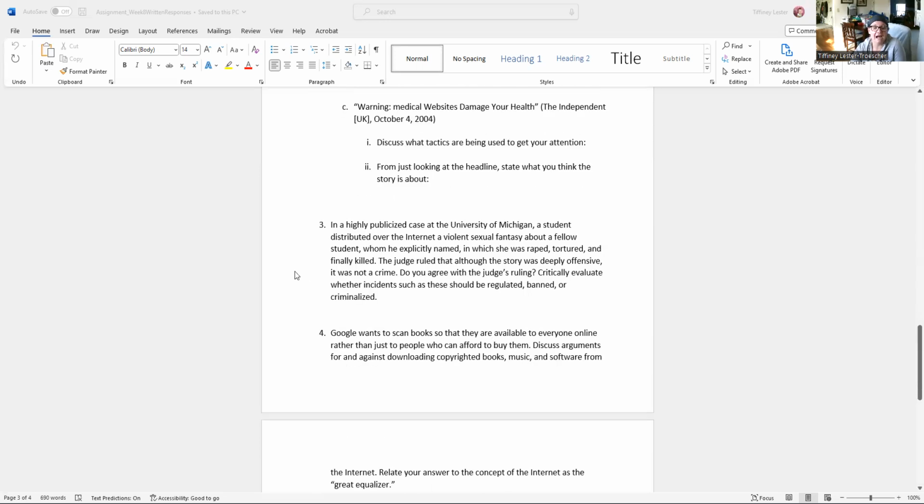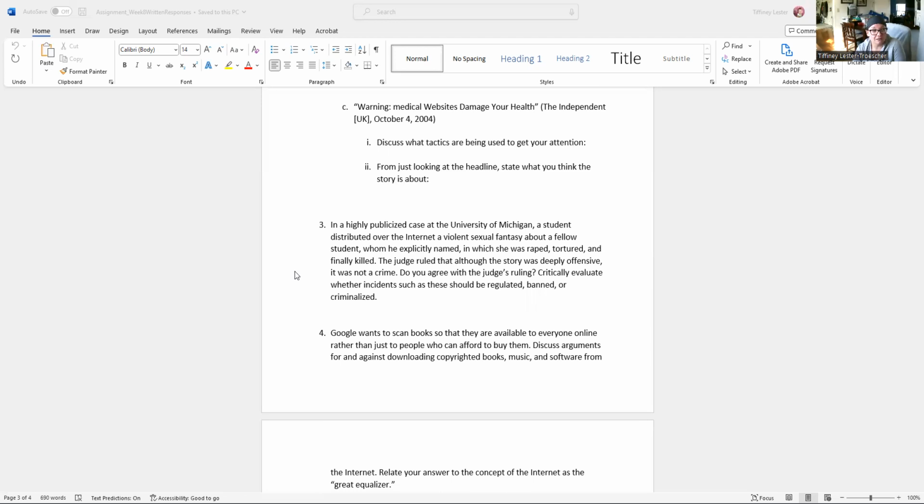Number 3, in a highly publicized case at the University of Michigan, a student distributed over the internet a violent sexual fantasy about a fellow student whom he explicitly named, in which she was raped, tortured, and finally killed. The judge ruled that although the story was deeply offensive, it was not a crime. Do you agree with the judge's ruling? Critically evaluate whether incidents such as these should be regulated, banned, or criminalized.